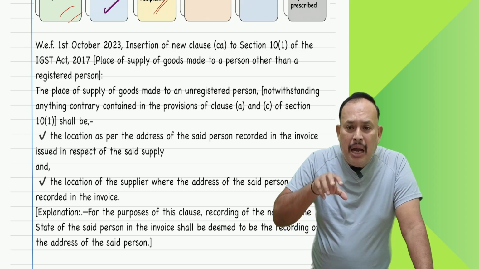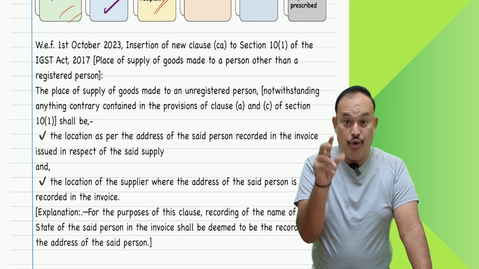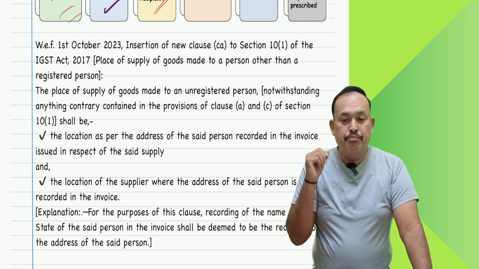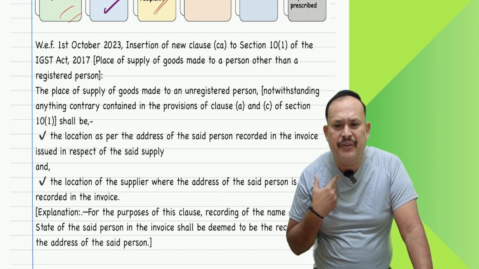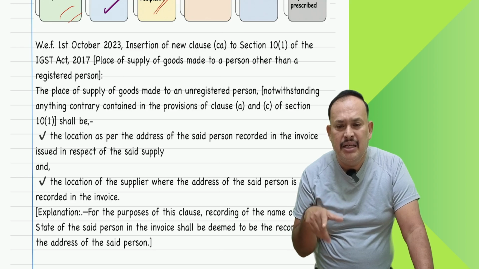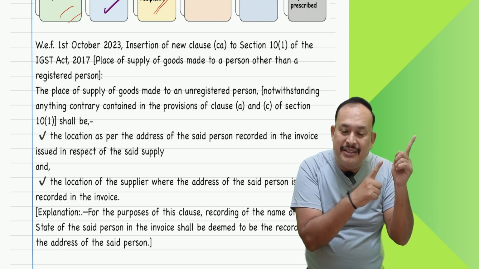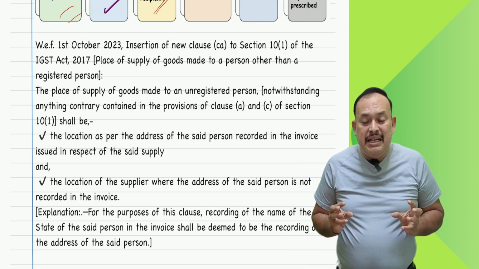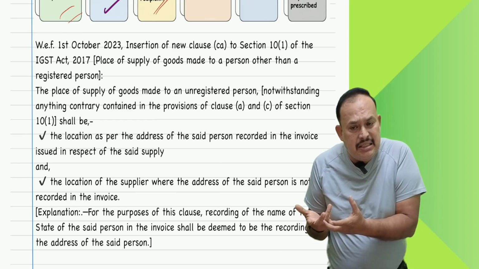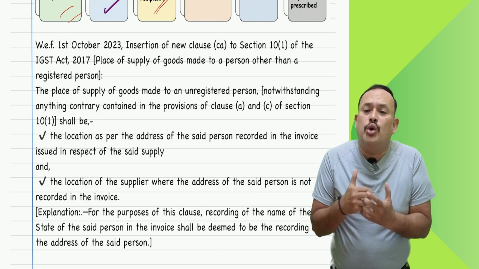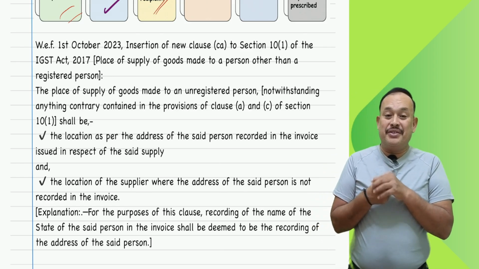So, I am booking through Amazon a Titan watch worth rupees 20,000. Billing address: Chennai, Mr. Rafi, Chennai address. Delivery address: Mumbai, Vaidya, my friend. So, when the delivery address is different from the billing address, where the supply is made through an e-commerce operator to an unregistered person, what is the place of supply?